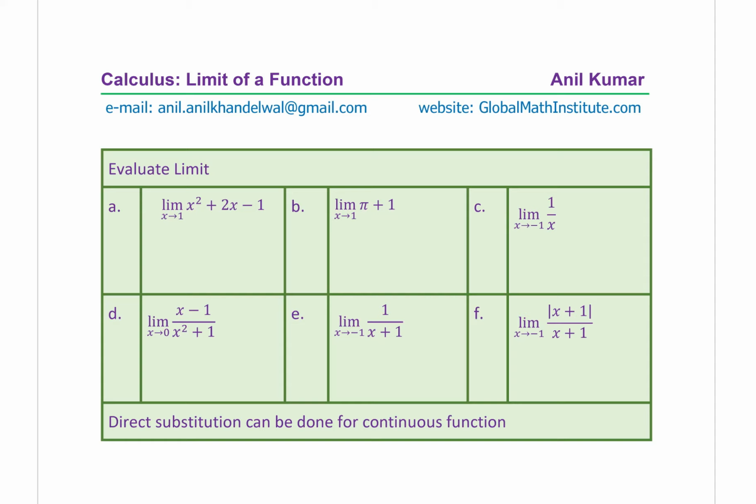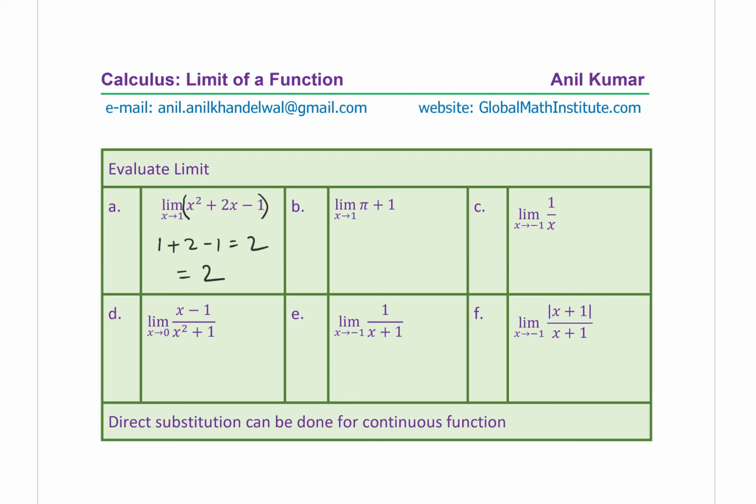So the first one is the limit of this particular quadratic function. It could be placed in a bracket, that is a better way, when x approaches 1. Now this is a continuous function, right? It's a parabola. So it is a continuous function. We could just substitute 1. We can say 1 plus 2 minus 1. The answer is 2. So we can write 2 as our answer.